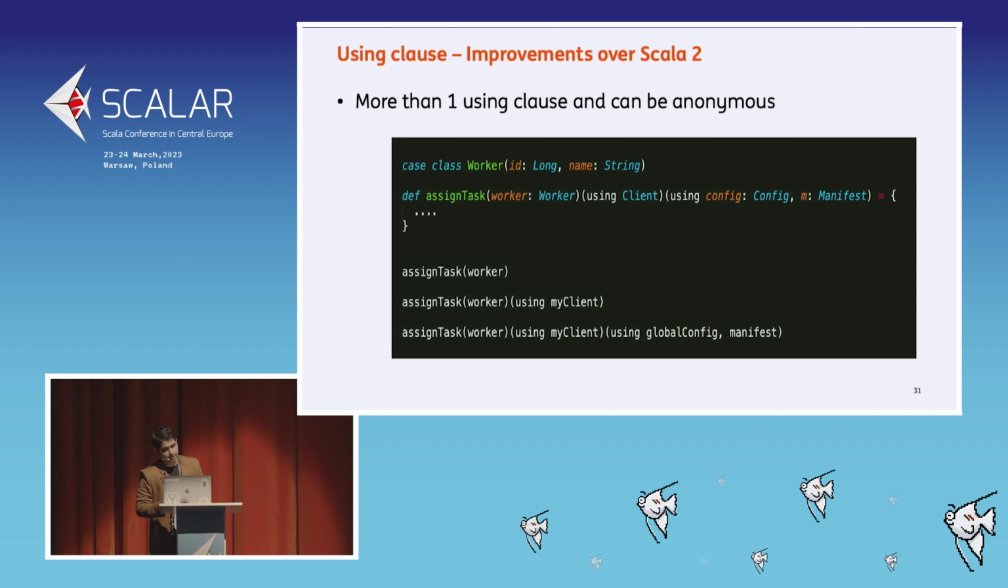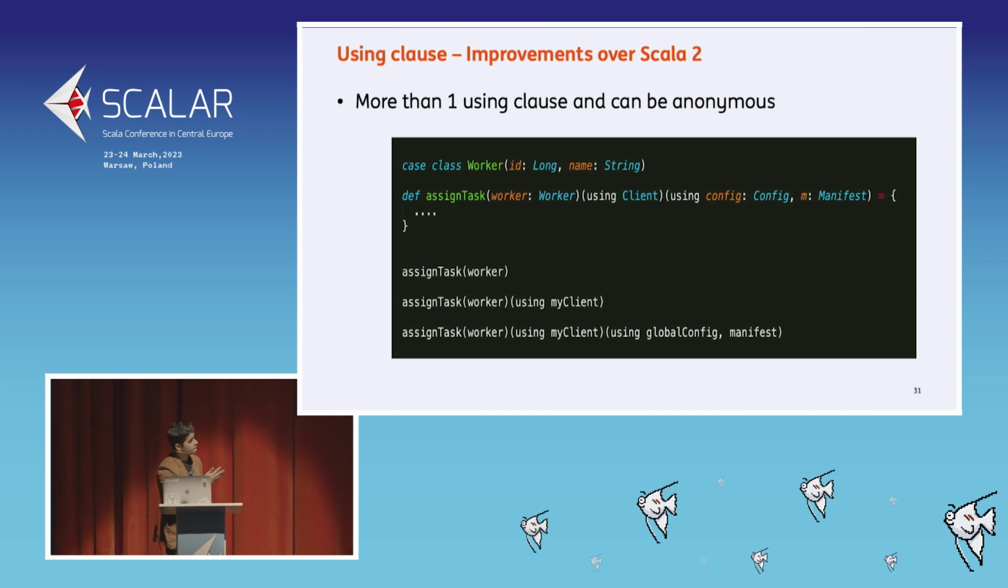And what I mean by that is, if you look at the example, I have a domain class Worker, and I have a method called assignTask. The method assignTask has multiple parameter lists. The first parameter list is a normal one. The second one is a context parameter or an implicit parameter with the using clause. And the parameter is anonymized, it doesn't have a name. The third parameter list has 2 parameters, and they are both named.